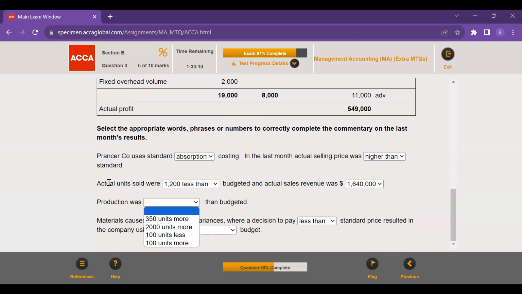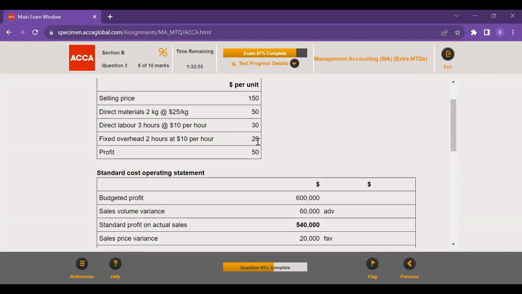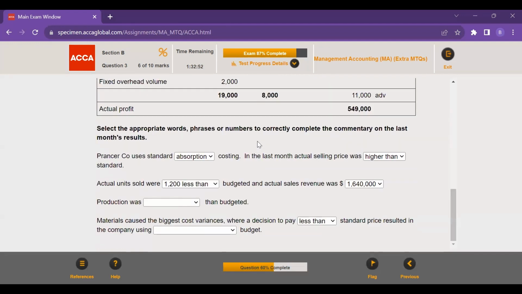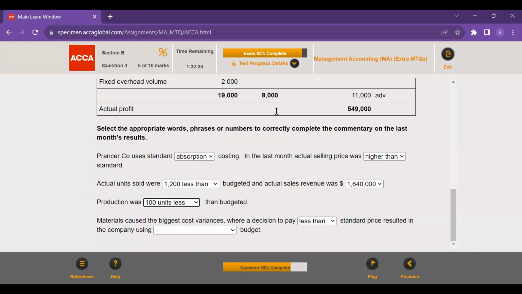And to work out my calculation, I will have to take how much my variance is. It is 2000. And how much is the overhead absorption rate? Overhead absorption rate is 20. So 2000 divided by 20 means 100 units fewer were actually produced, because that is why the variance is arising. Now, we already discussed materials. So a lower than standard price was paid because we have a material price variance as favorable.